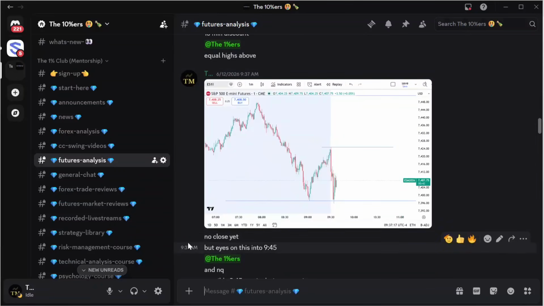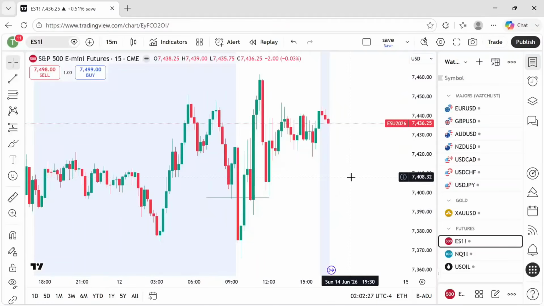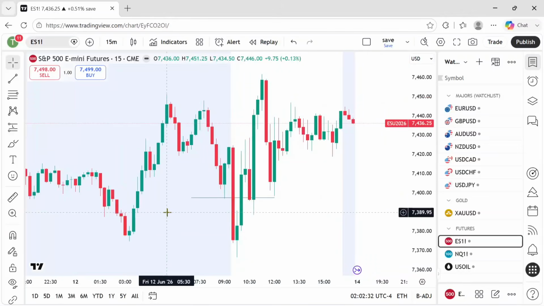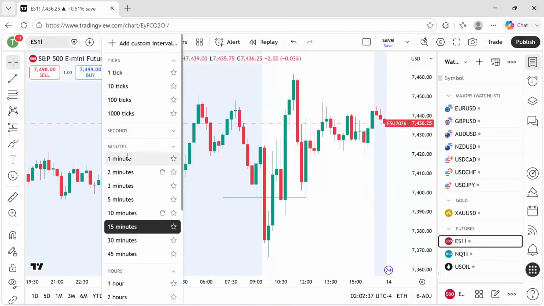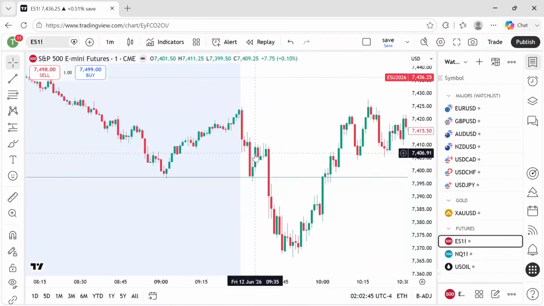No close yet. Time stamped. But eyes into 9:45. Do not jump the gun. Be patient. Because if you don't have patience, well, then no edge will work for you. You got to have patience. So you'll see how it never respected it into the 9:45 close. You see that? It momentarily pushed up off of it, and then it crushed it.